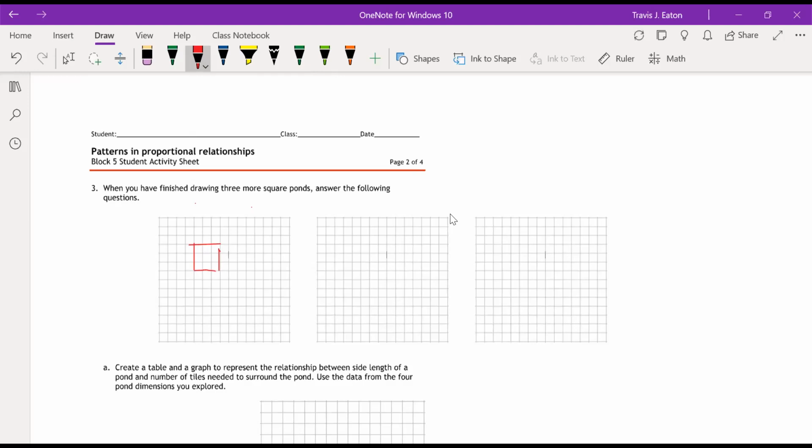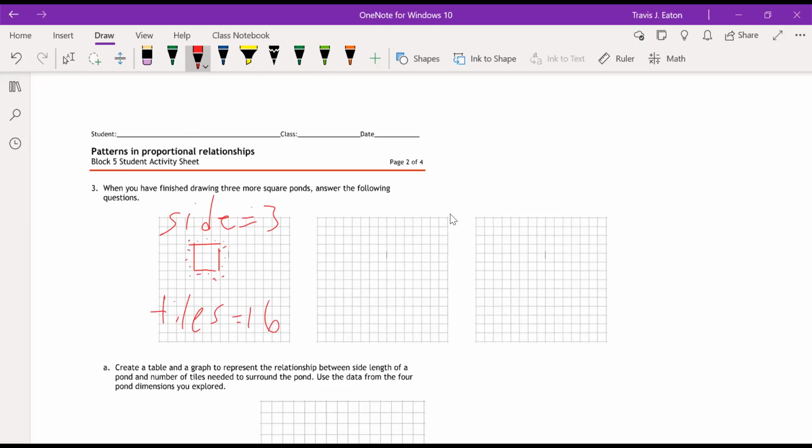Okay. So now looking at those squares, how many tiles will it take to go around this particular pond? So the length of the side is 3. But how many tiles will it take to go around this particular pond? Well, let's see. 1, 2, 3, 4, 5, 6, 7, 8, 9, 10, 11, 12, 13, 14, 15. It'll take 16 tiles to go around that pond.